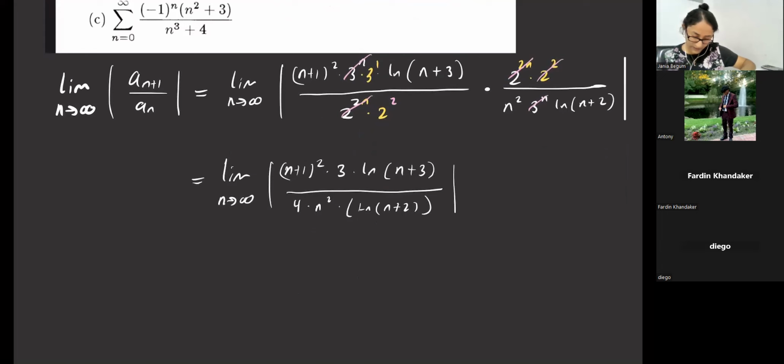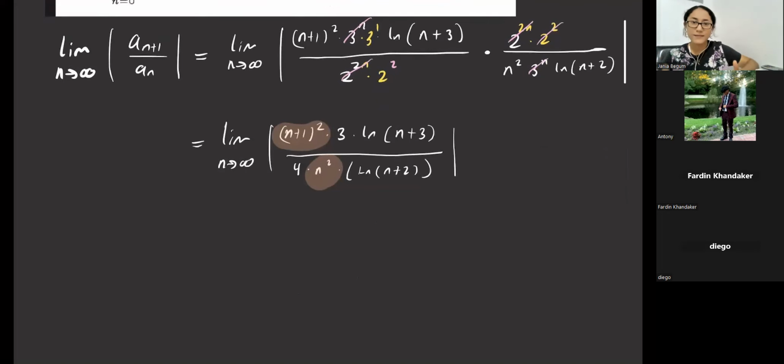If you take the limit, what would you have? Well, look at the highest power. Here, the highest power would be n squared, and here the highest power is also n squared. So if you have the same degree top and bottom, what is the limit as n goes to infinity? It's the leading coefficient, right?